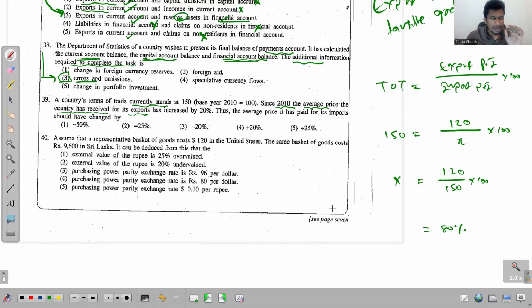So the meaning of this 80% is, right now the price index stands at 80. Price index stands at 80, but previously in the base year it was 100, but now it's just 80, which means the import price has decreased by how much? It has decreased by 20%. So the answer for this question 39 is the third one.